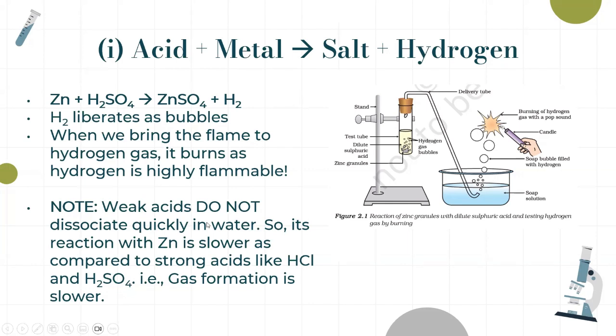Weak acids usually do not dissociate quickly in water. And that's the reason we use a strong acid like sulfuric acid. The reaction of weak acids with zinc is slower as compared to strong acids like HCl or H2SO4. That is, the gas formation is slower.